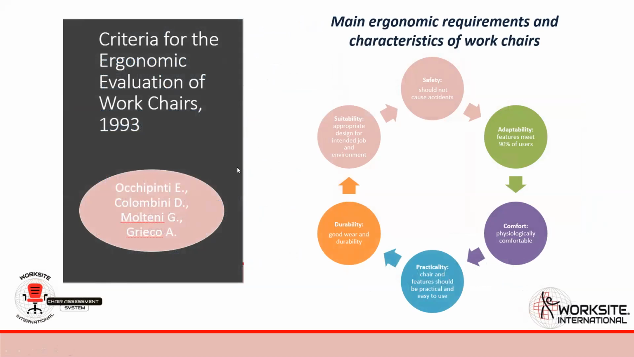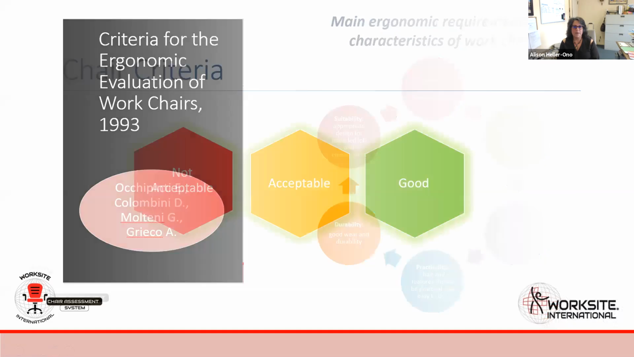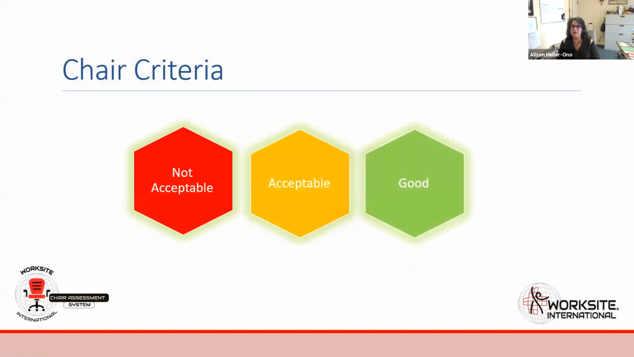So we talked about this, I think, last week, the criteria for ergonomic evaluation of work chairs. And there are certain characteristics that the chair should meet: that it should be safe, adaptable, comfortable, practical, durable, and sustainable. And to measure and evaluate chairs under these qualifications, we can use basically a 3-point chair criteria to show whether it's not acceptable, acceptable, or good.